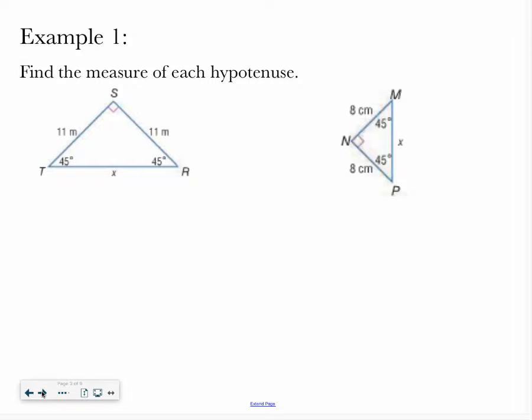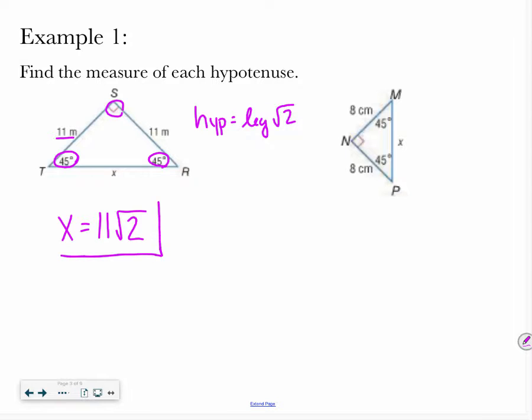So if I ask you in these first couple examples to find the measure of each hypotenuse, and you see, okay, it's a 45, 45, 90 triangle, and I have a leg, I know my hypotenuse, the hypotenuse equals the leg times the square root of 2. So my hypotenuse here is x equals the leg, which is 11, times the square root of 2. That's all you have to do for this problem. You say x equals 11 times the square root of 2. Done. Okay? I don't need you to do anything else with that.